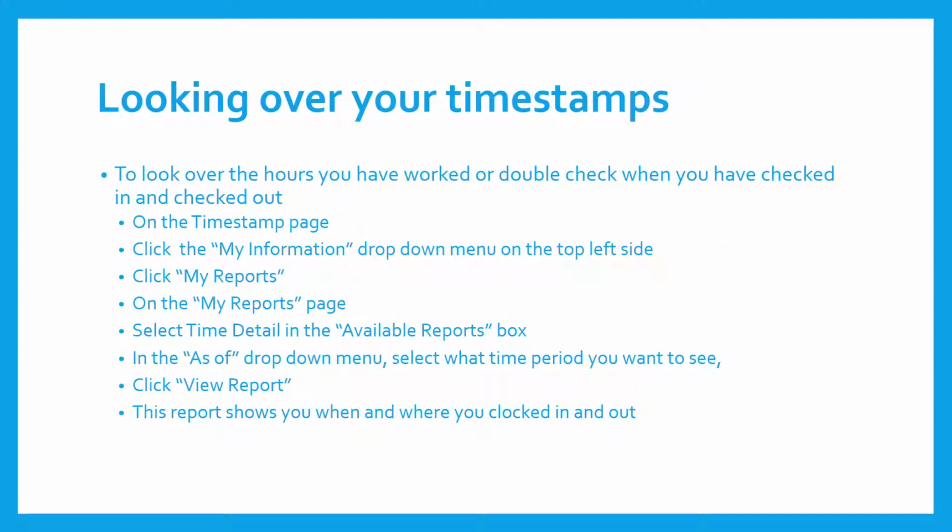Looking over your timestamps. To look over the hours you have worked or to double check when you have clocked in and out, click on the timestamp page and then click on the My Information drop-down menu on the top left side. Click My Reports. On the My Reports page, select Time Detail in the Available Reports box. In the As Of drop-down menu, select what time period you want to see. Click View Report. This will show you when and where you clocked in and out.